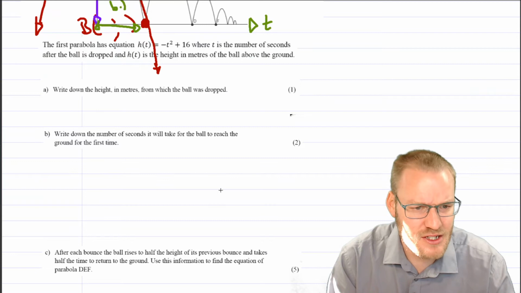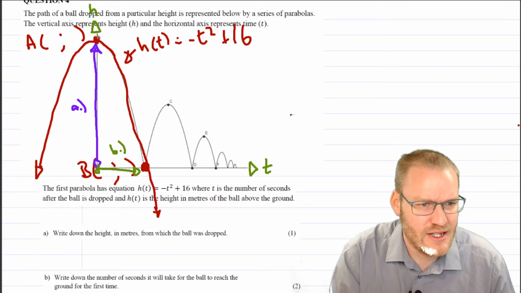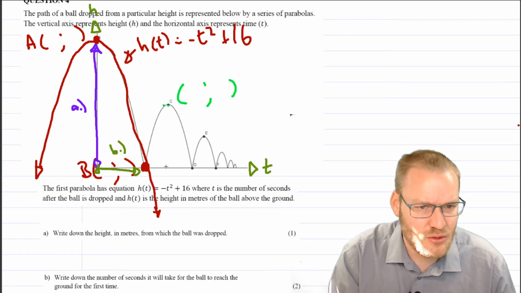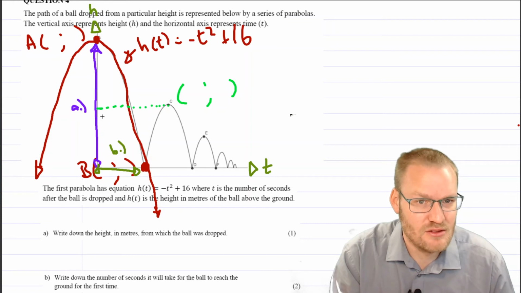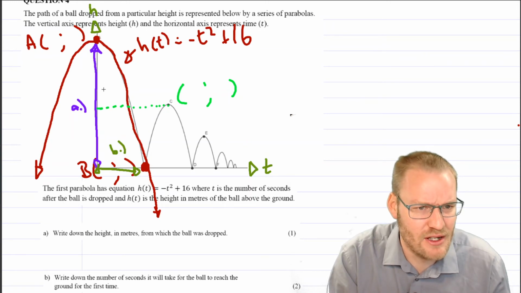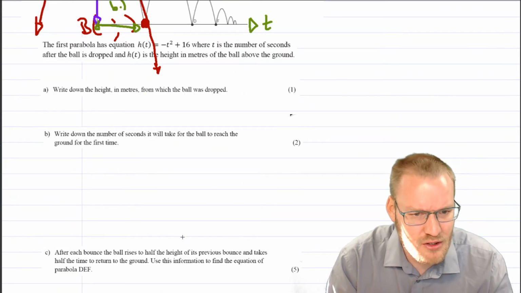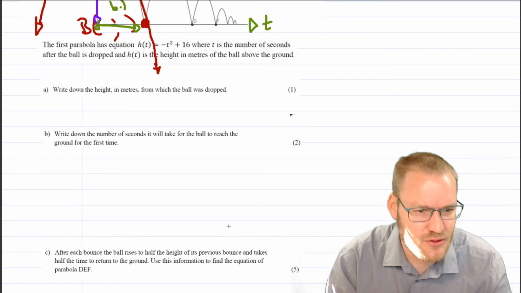And then after each bounce, the ball rises to half the height. Okay, well, we know what this height is here, so it's going to be easy enough to go, well, this bit here, its coordinates, we don't know what its x value is necessarily, but we do know that that height is going to be half that big height. So I don't know what this height up here is. I'm going to leave it to you to find out. But if we know what it is, we know this bit here is just going to be half of that height up there. I'm not going to say half A because it's not half the point, the coordinates. So use this information to find the equation of the parabola DEF.